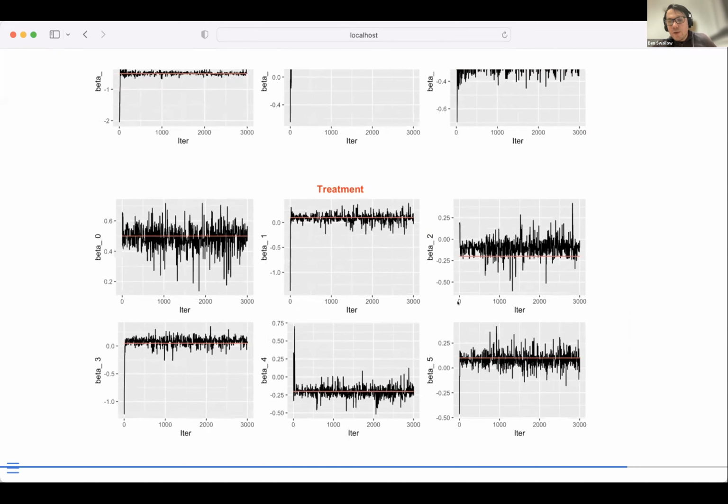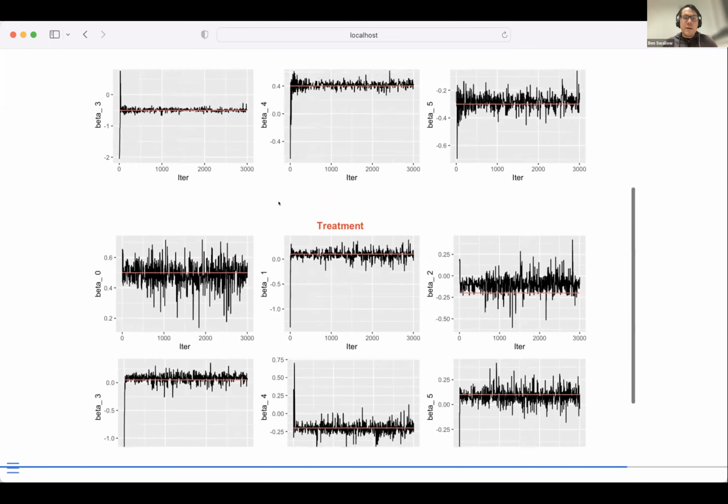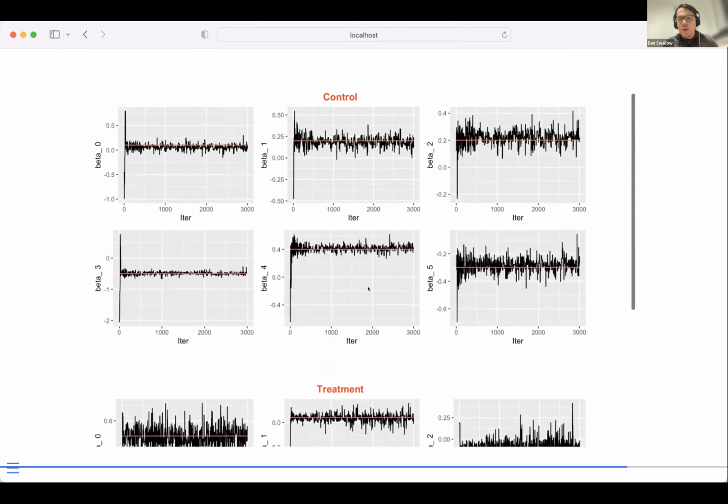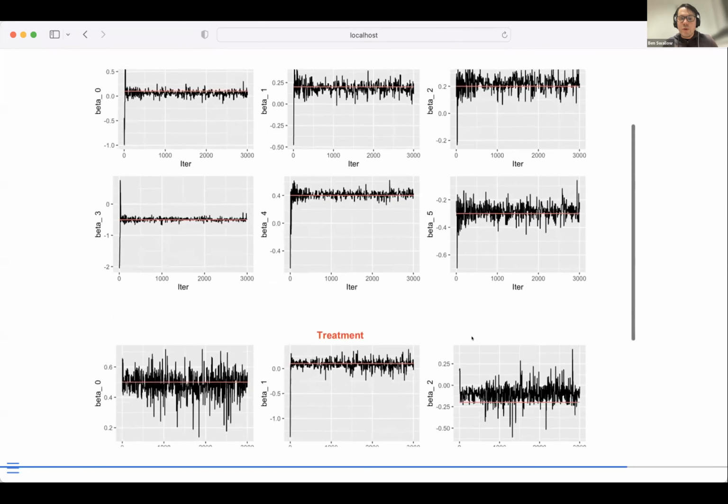Of all of them, this beta 2 seems to be the furthest away, but it's still incorporated in the credible interval. So even with this extra uncertainty of the missing data, we're still able to estimate very well the associations between different covariates, and we have the advantage of seeing whether there's any difference between the control group and the treatment group as to how they respond to the same external conditions.